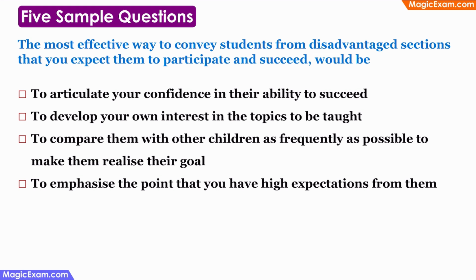Next, we will solve some questions from previous question papers. So the first question is, the most effective way to convey to students from disadvantaged sections that you expect them to participate and succeed would be which of the following? Now, suppose your teacher tells you that no, this subject is very difficult, it is not up to your level, so you will not be able to do well in this. So then you will immediately become discouraged, right? You will not be interested in this subject anymore.